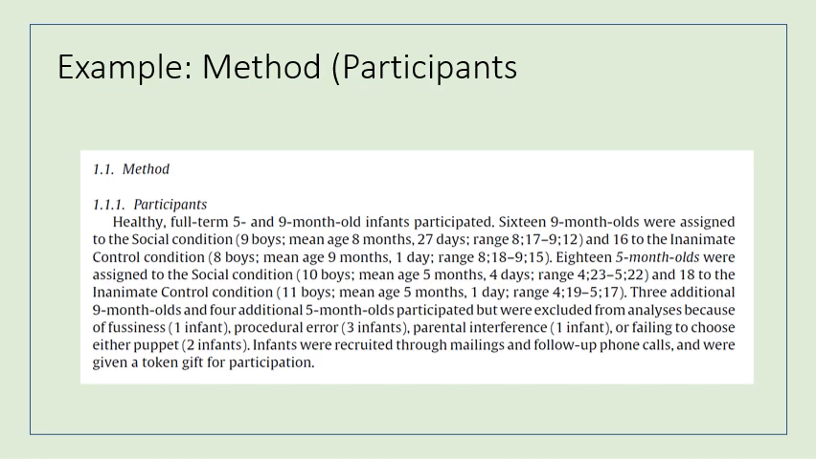So one infant was fussy, they couldn't test him. Procedural error, 3 infants, meaning the researchers themselves made some sort of mistake when they were doing the experiment. Parental interference, 1 infant was excluded because the mom or dad got in the way. Or failing to choose either puppet, 2 infants didn't choose. And then they tell us how they were recruited. Infants were recruited through mailings and follow-up phone calls and were given a token gift for participation.